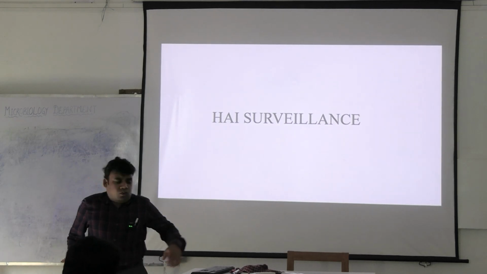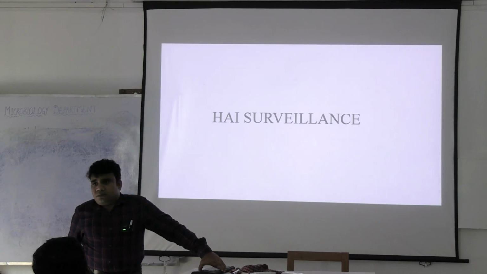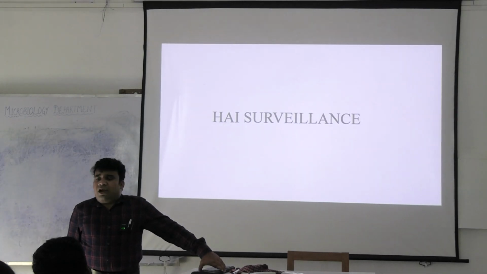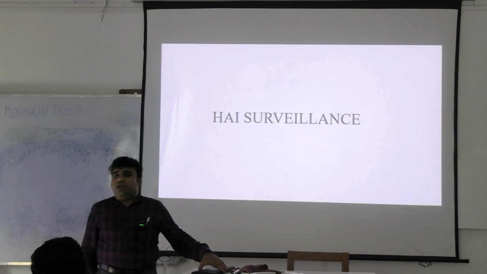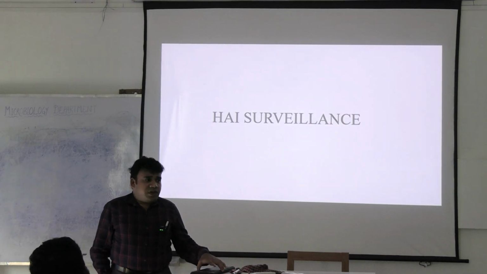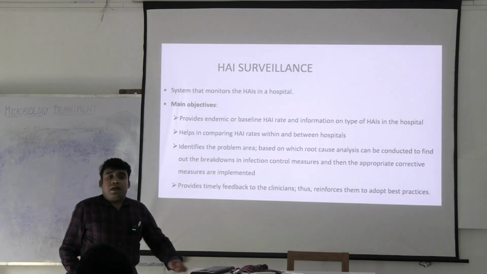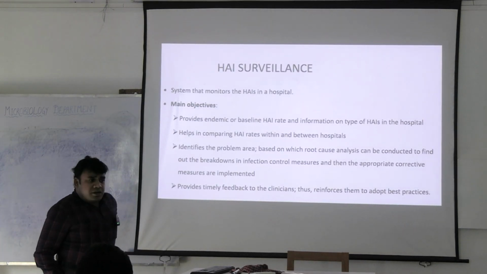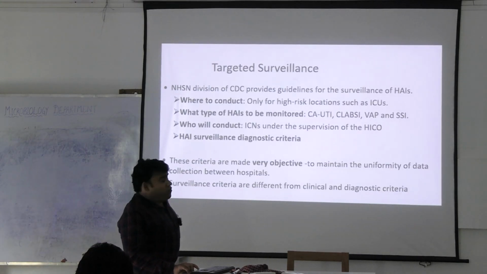Now, till now we have learned about the HAIs, how the infections occur, and a very important part of HAI control is to ascertain what the common HAIs at our hospital are, what are the common infections occurring. How can we find out? We can find out only by doing what is called surveillance. So this is called HAI surveillance. HAI surveillance provides the rate, the type of the infections that happen, and how we can address the faults.